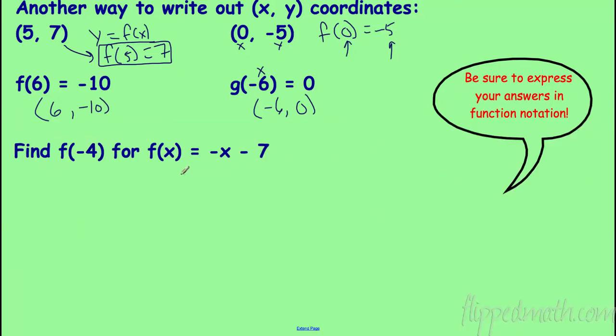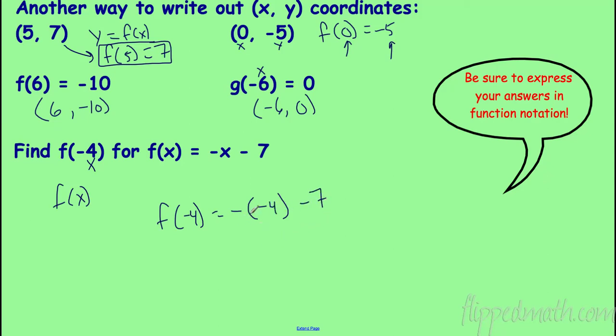All right? Let's try it now. Let's try a problem here. So this is a similar problem to what we had. We want to find f of negative 4. So wherever I see x, I'm going to plug in negative 4 because this is f of x. So here I come over here, f of x, this time it's negative 4, equals negative of, what is my x? A negative 4 minus 7.